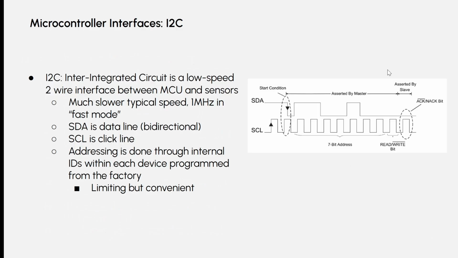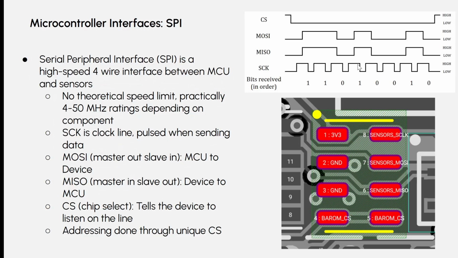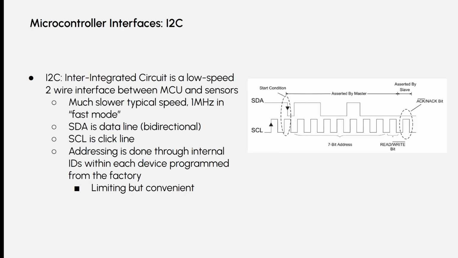I2C is a very similar, comparable protocol. We don't use it as much, so I'm not going to go into as much detail. It only requires 2 wires. It's quite a bit slower. I guess I didn't really highlight the advantage of SPI. It can go really fast, 4 to 50 megahertz, which is a very good fraction of the microcontroller's overall processing speed. So it's very competitive in that regard.